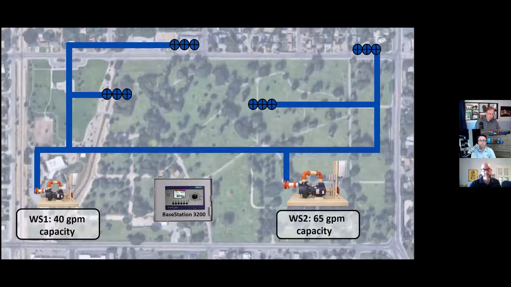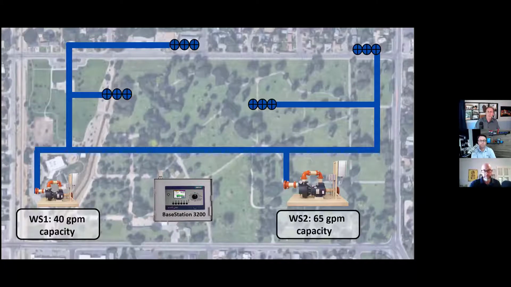We would go in the controller and set up the capacity for water source 1 at 40 GPM, set up the capacity for water source 2 at 65 GPM. And then in the controller, we're going to enable advanced dynamic flow allocation. So advanced dynamic flow allocation is going to use that smallest water source first, and then as the demand grows, it'll bring on that next water source.